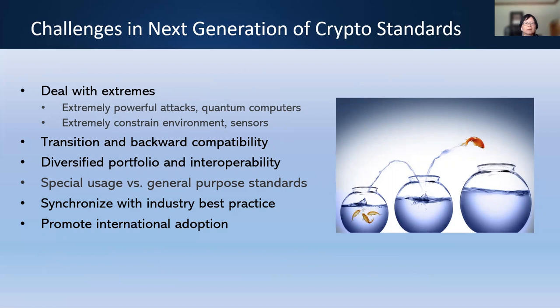Then the next challenge I want to highlight is special usage versus general purpose standards. So far, NIST cryptographic standards are for general usage; AES is a general usage crypto standard. However, in the future, we will have standards for special usage. We'll talk about lightweight cryptography, which will be used in constrained environments. And because industry has been very active in adopting different kinds of cryptographic tools, NIST wants to synchronize with industry best practice.